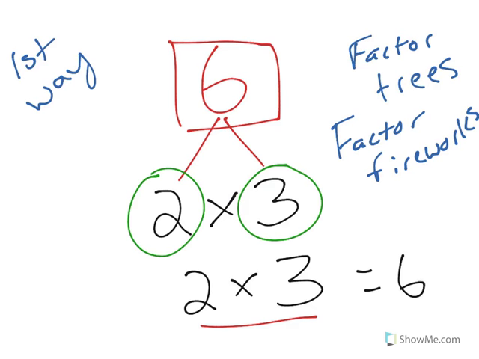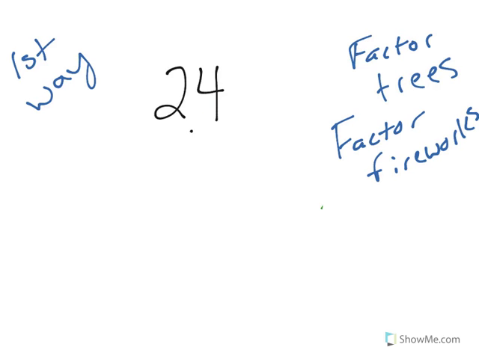Let's go to a little tougher one. Let's try the number 24. We're going to break that into two numbers that multiply together to get 24. What you're going to find is that there are a couple different ways you can do this, and they all will end up with the same answer. So I'm going to choose 6 and 4. Now, I cannot circle 6 or 4 because neither one of those are prime, so I need to further break them down.